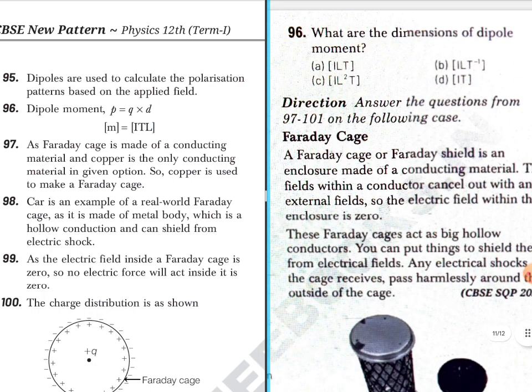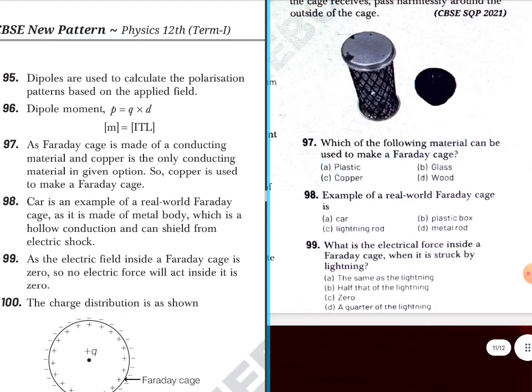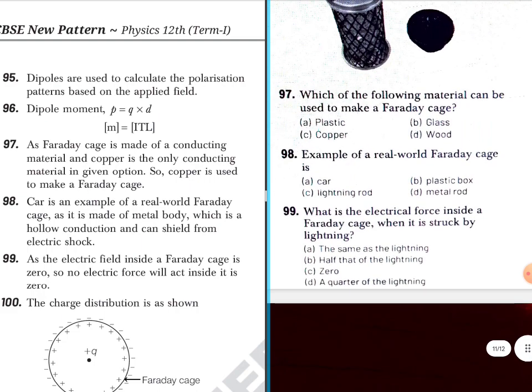So then next is Faraday's cage. Which of the following materials can be used as a Faraday's cage? It has to be a conductor, so copper. So it's option number C. Example of a real world Faraday's cage is a car. It's just a car, okay. So if you go and sit inside the car, lightning and all will not affect you. So the real life Faraday's cage can be a car.